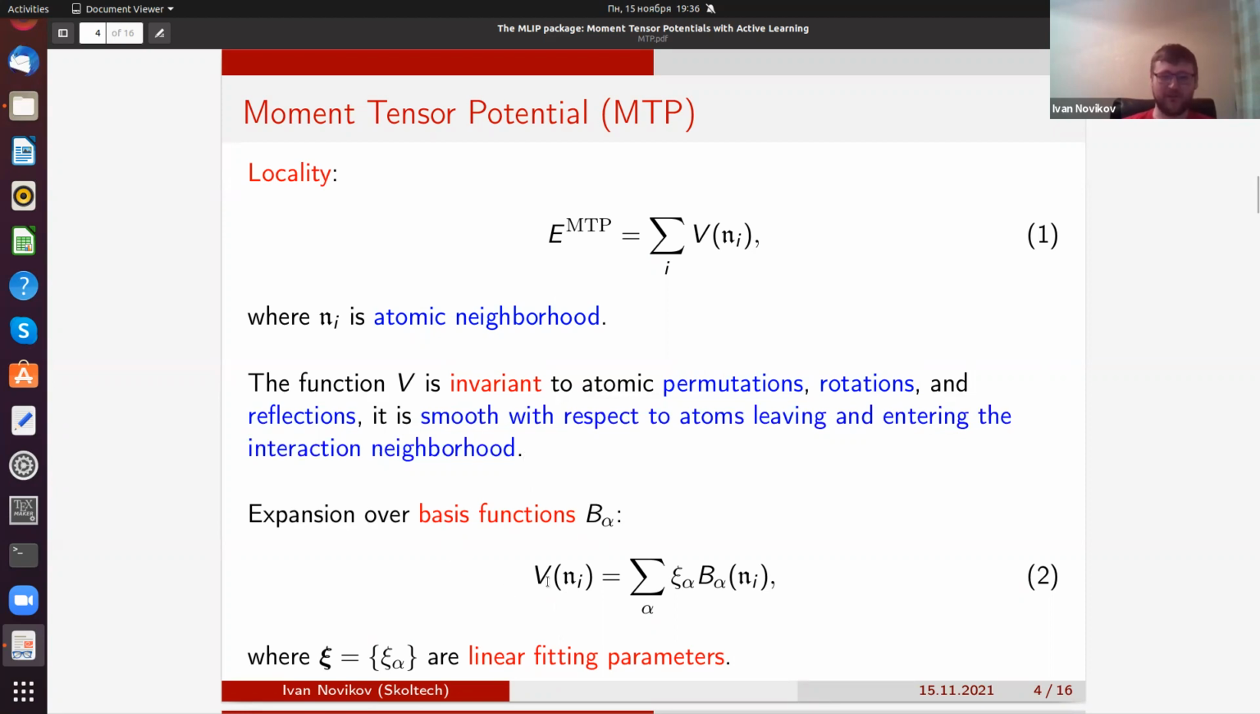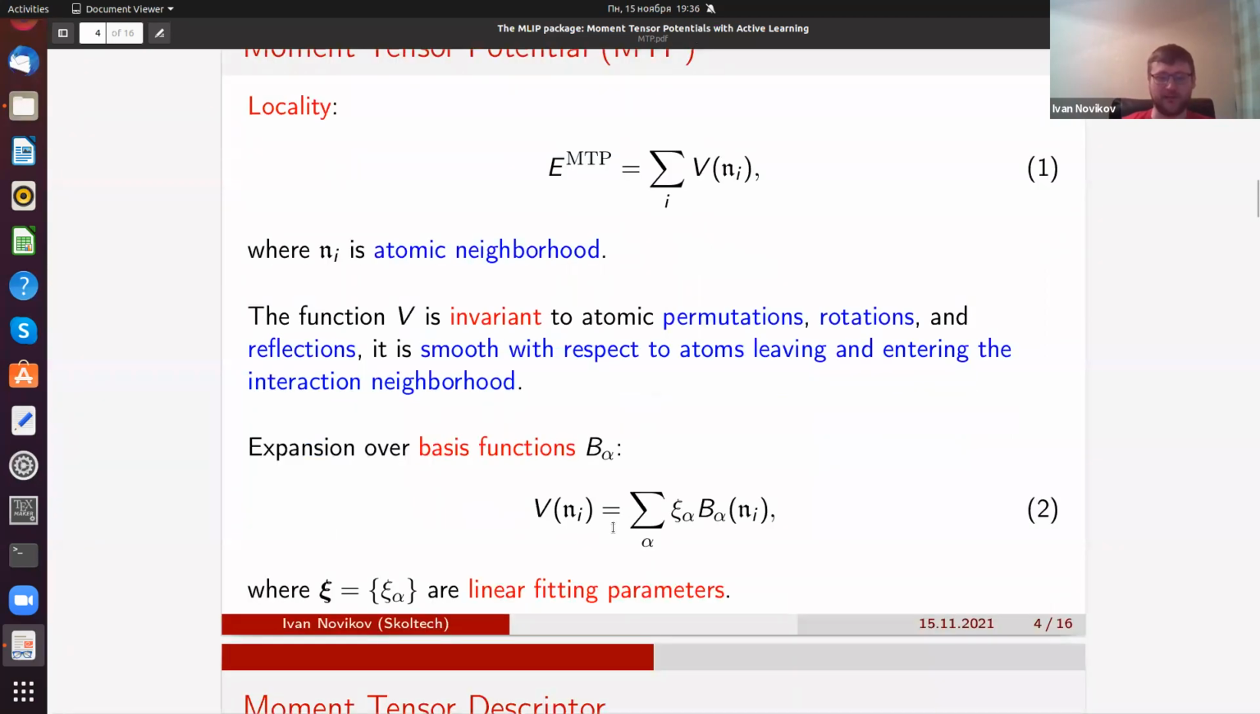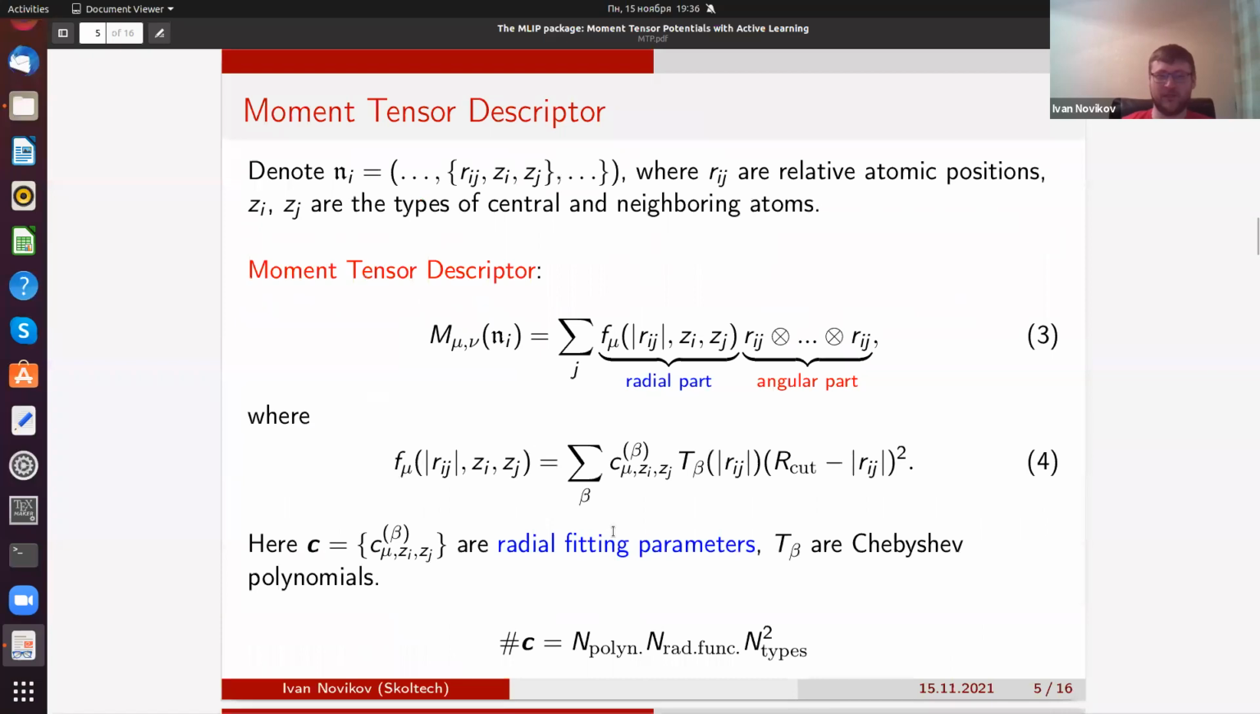So what is V? V is an expansion over basis functions B alpha. During the next slides, I will explain how to construct these B alpha basis functions. Here C alpha are linear fitting parameters, so after fitting MTP, we will find these parameters. But as I mentioned, we should somehow construct the basis functions B alpha. In order to construct them, we introduce the so-called moment tensor descriptor.